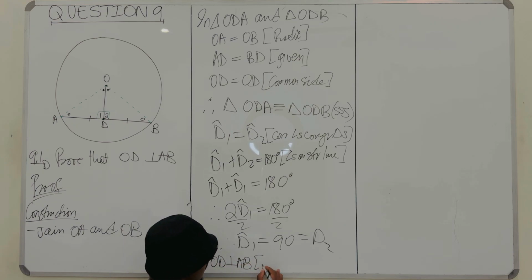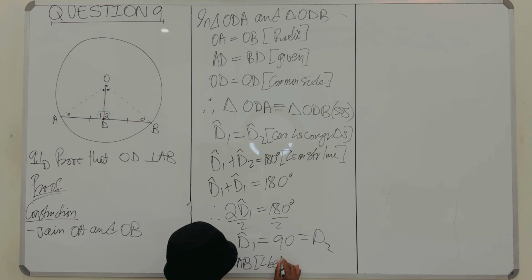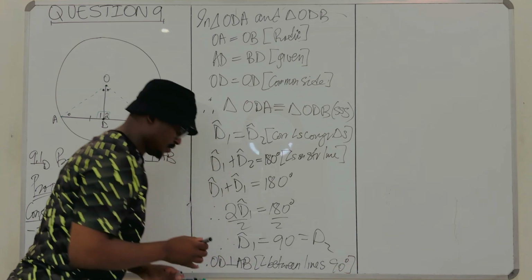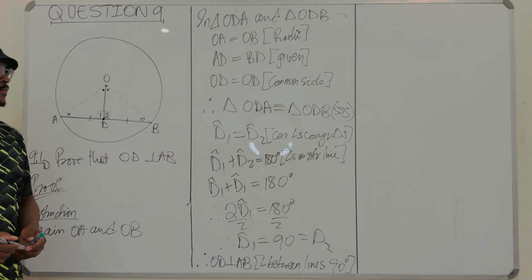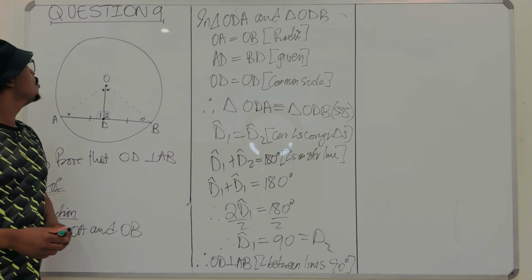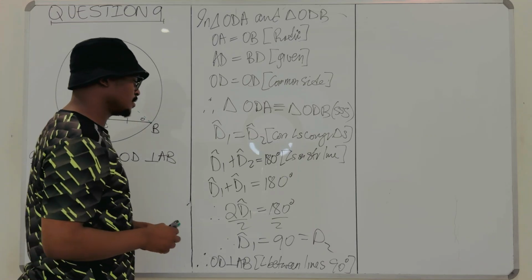Why? Angle between lines is 90 degrees. Stop there. So they're perpendicular. And we're done with 9.1.